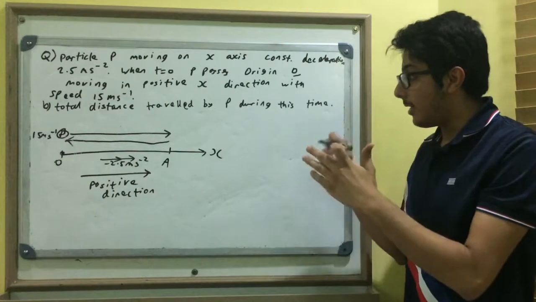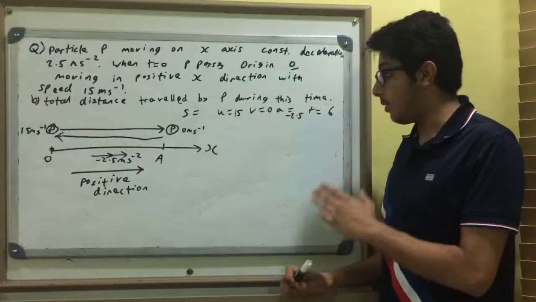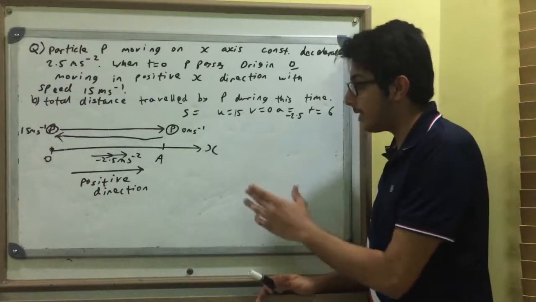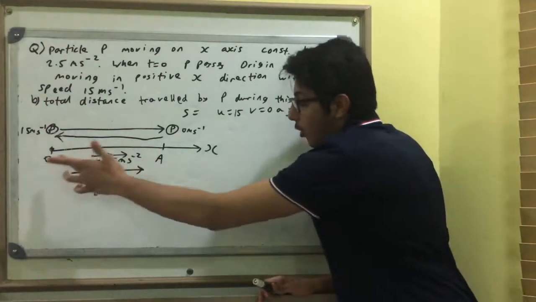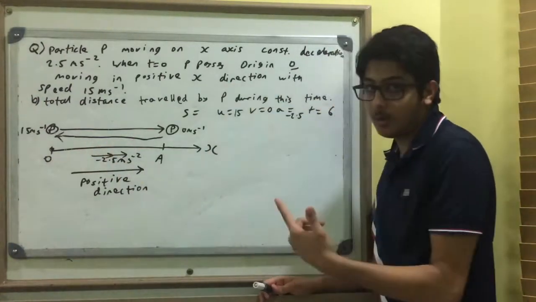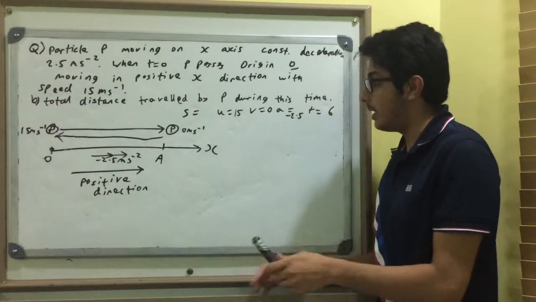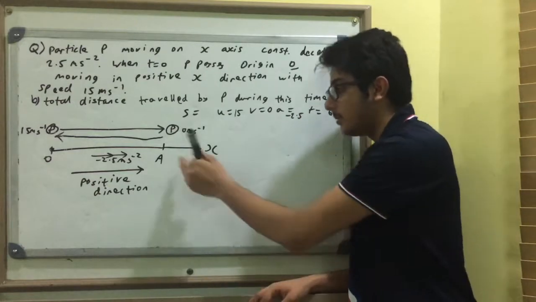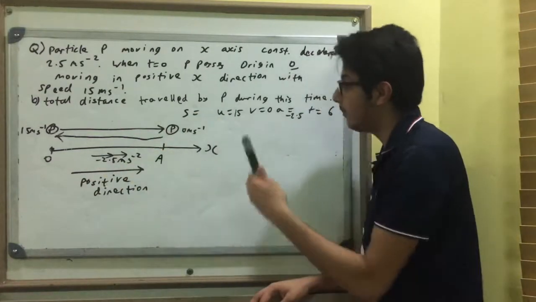So let's find our values for SUVAT. To solve this question, we have to find the displacement from O to A and then just double it. That's the easiest way to solve it. So let's find the displacement from O to A, and whatever answer we get, we'll double it. So O to A, then back again.